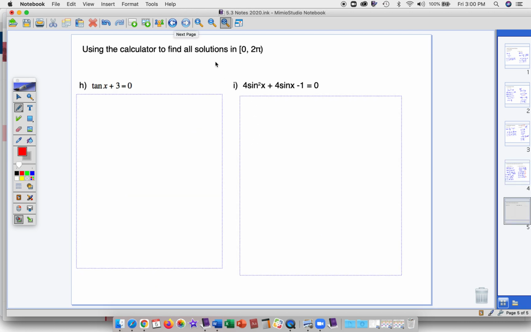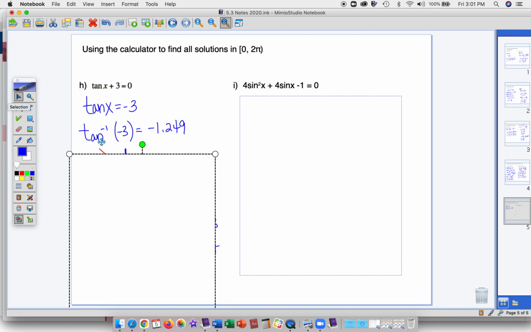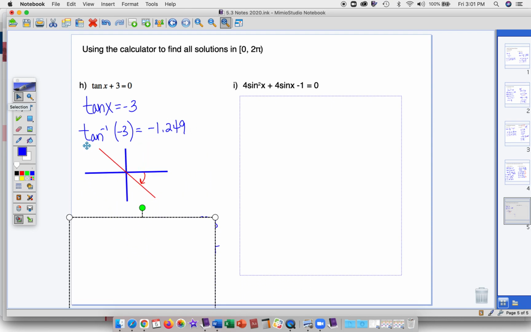Using the calculator. Okay, and now again we're doing solutions from 0 to 2 pi. So the tangent of x is equal to negative 3. When I take the tangent inverse of negative 3, I get this negative reference angle. I know again with tangent I'm going to have solutions in quadrants 2 and 4. And you might be saying, okay, well there's the quadrant 4 answer. This is in quadrant 4, but it's not within this interval. So it's not a valid solution to give with these instructions.